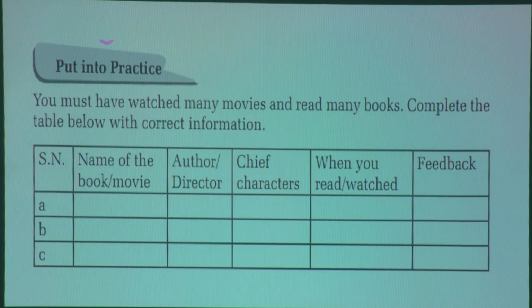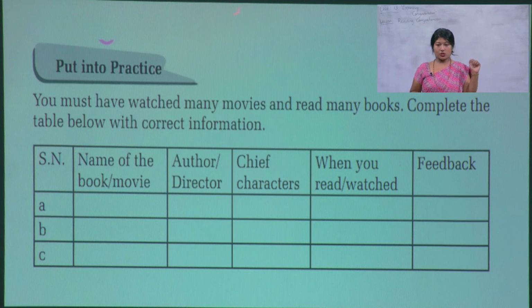And then one more activity. Like the previous activity of read and complete the table, you list out the movies and books that you have read, and give all the information like author, chief characters, when you read or watched, and the feedback you give.